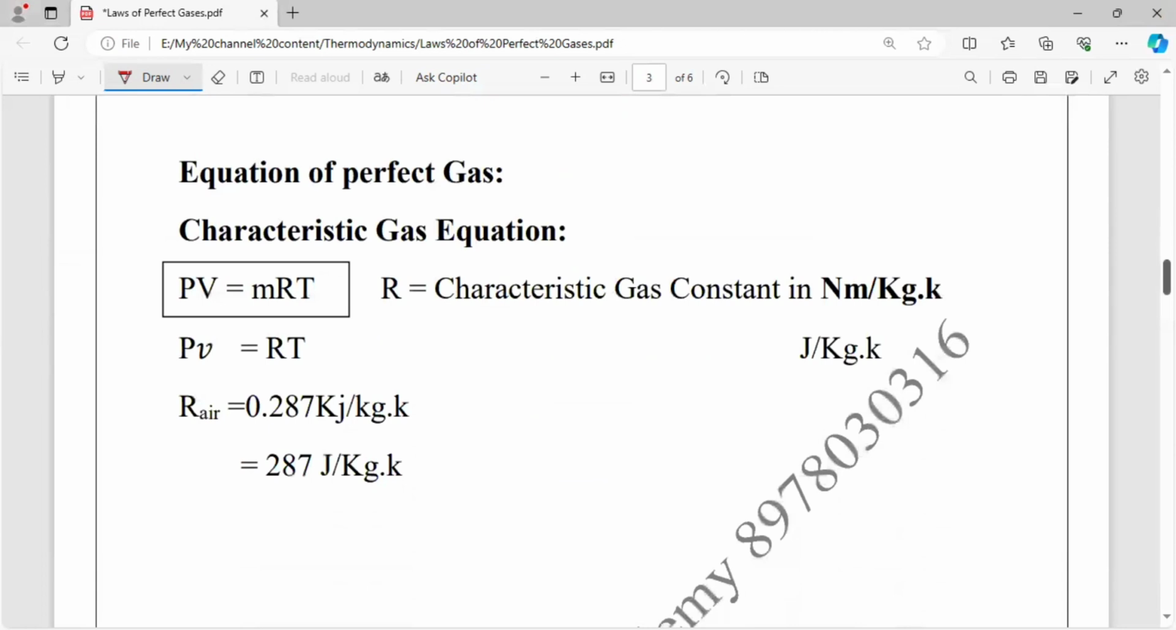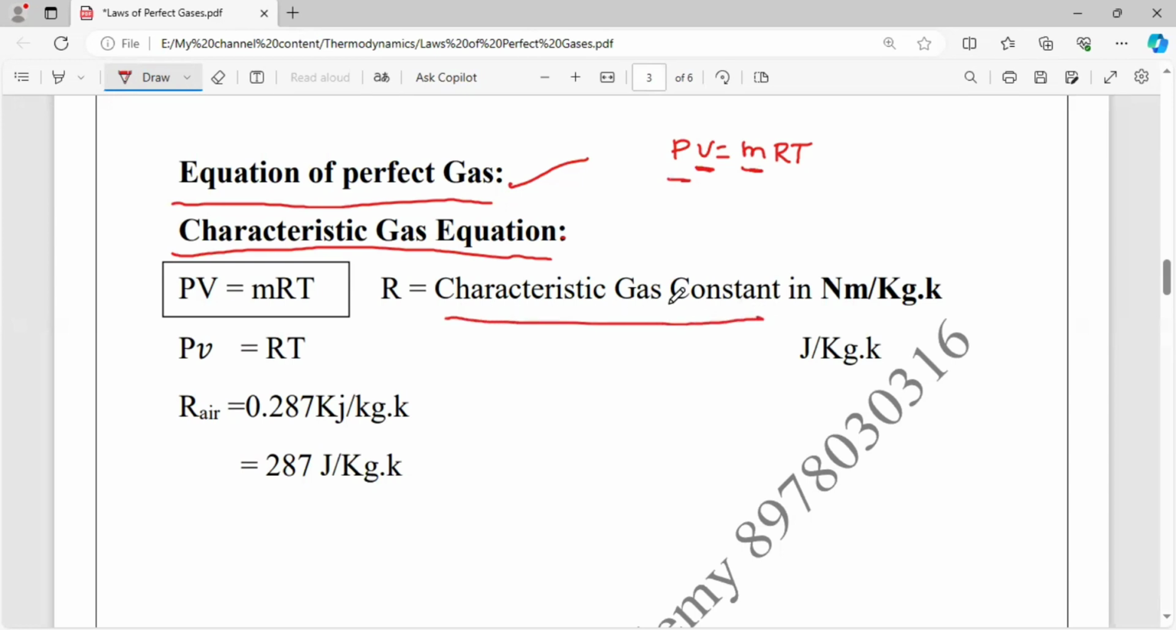Okay. Next, coming to one more, the equation of perfect gas. It is very important from the thermodynamics point of view, or it is also called the characteristic gas equation. The characteristic gas equation is PV equal to mRT, where P is the pressure, V is the volume of the gas, m is the mass of the gas, and R is the characteristic gas constant.